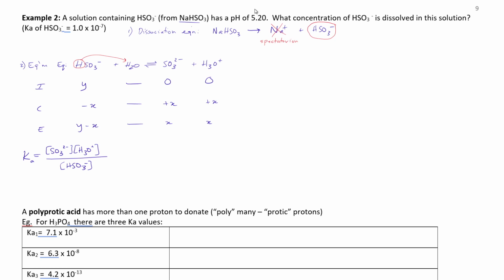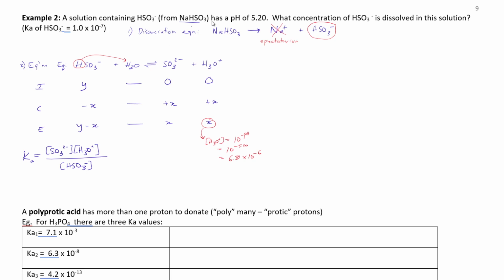Now, since I was given the pH of 5.20, I actually have this X value. This X value is the concentration of H3O+ at equilibrium, and I know that the concentration of H3O+ or H+ is just equal to 10 to the negative pH. So that's 10 to the negative 5.2, which will be equal to 6.31 times 10 to the negative 6. So I, in fact, have this X value, and I'll only have to solve for the Y value here.